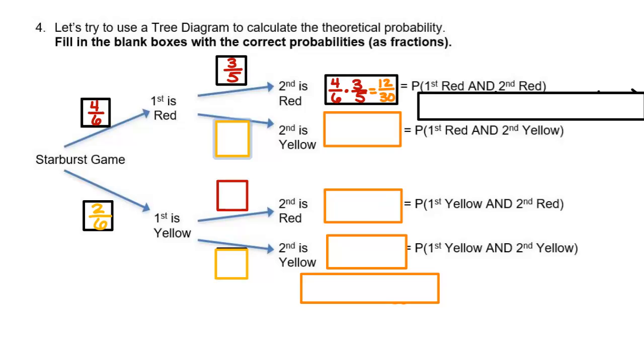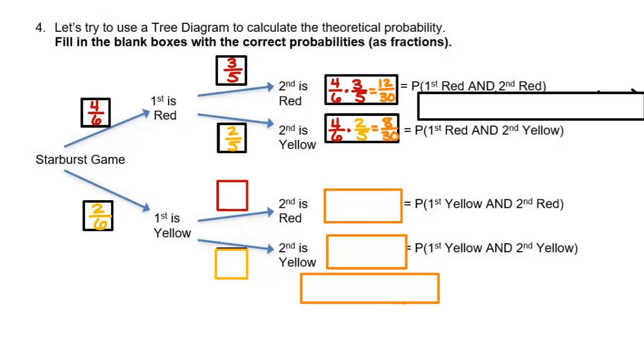What is this conditional probability right here? If the first one was red, what's the chance the second one was yellow? 2 out of 5. And so the probability that the first one was red and the second one was yellow comes out to be what? 8 out of 30, yes. 8 out of 30.